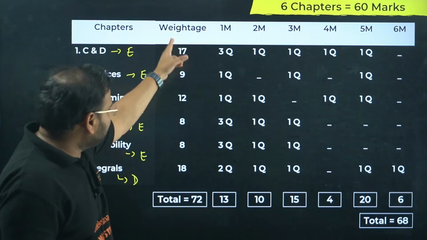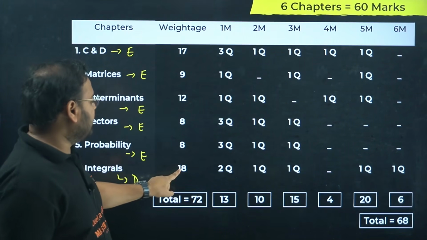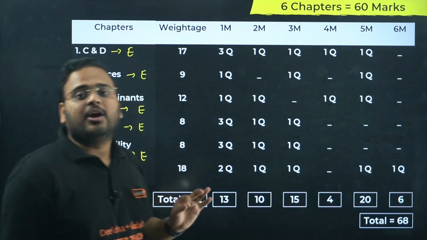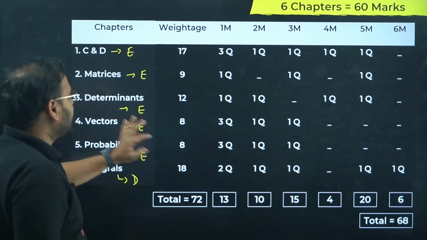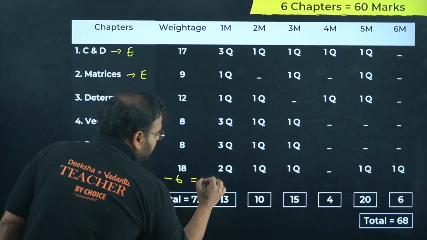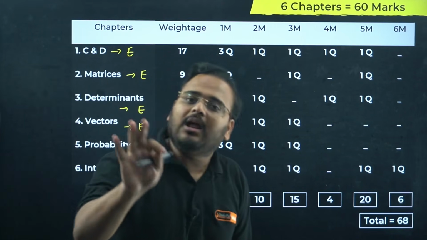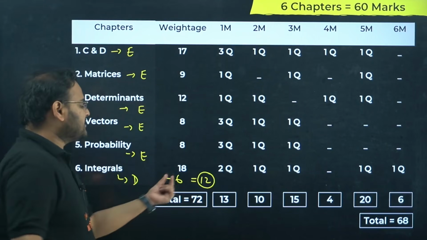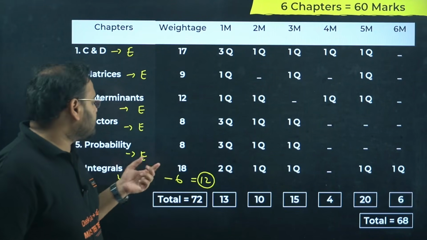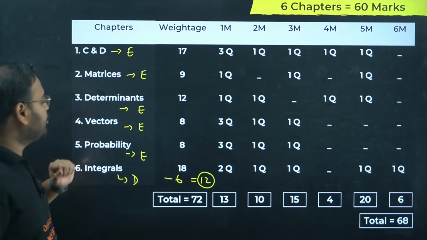So 6 chapters are listed over here, corresponding to your latest blueprint. Weightage is given over here. The highest is integration with 18, and 17 in your C&D. I'm saying subtract your 6 marks because I know all of you will solve the LPP question. You all are planning to solve what? The LPP question. So that 6 marks is taken care of from here. Means you have to score only 10 to 12 marks in integration. That's possible. Let me show you.